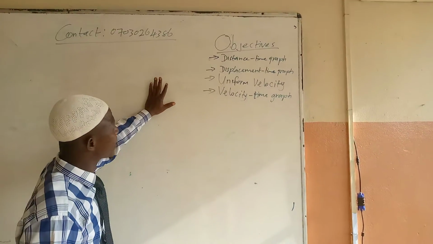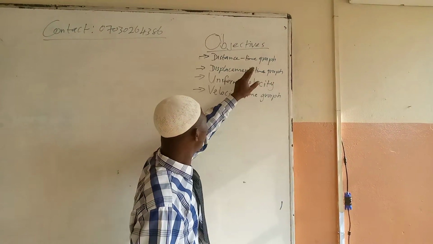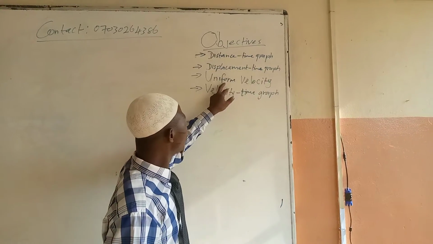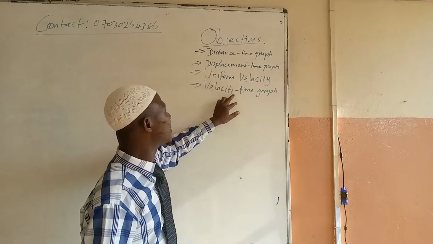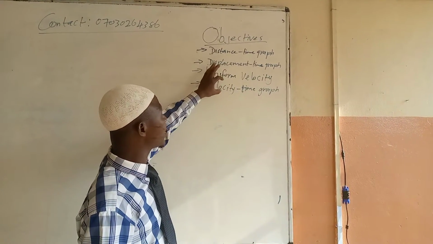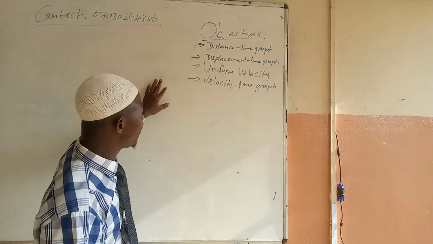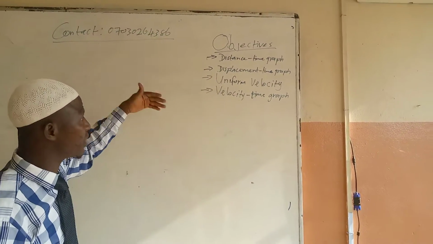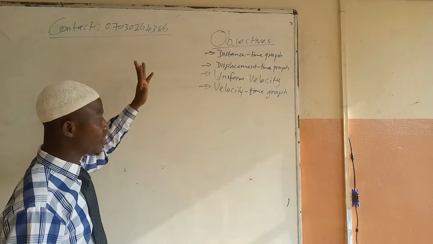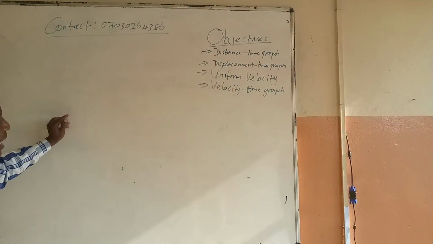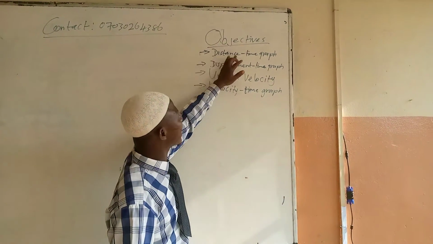Our today's topic is on distance time graph, displacement time graph, uniform velocity, and velocity time graph, which is the continuation of the previous video, that is on distance, displacement, velocity, and speed that we did last class. Now, let's start from the distance time graph.